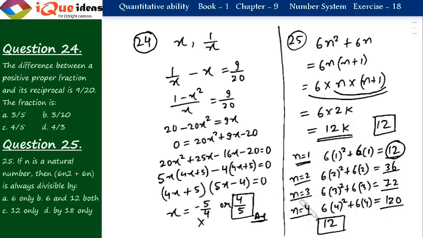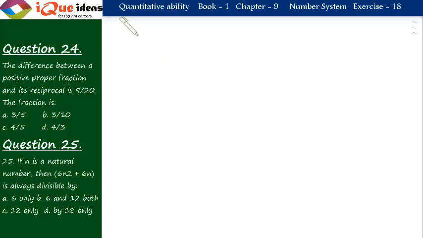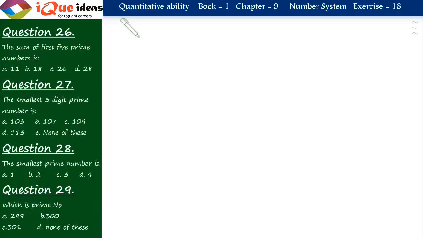So there are two ways of doing this question. Now the next couple of questions are based on direct definitions. Question 26, it says the sum of first 5 prime numbers. The first 5 prime numbers are 2, then 3, then 5, then 7, and then 11. Just add them to get your answer. So 2 plus 3, 5, 5 plus 5, 10, 10 plus 7, 17, plus 11, that is 28. That's it.